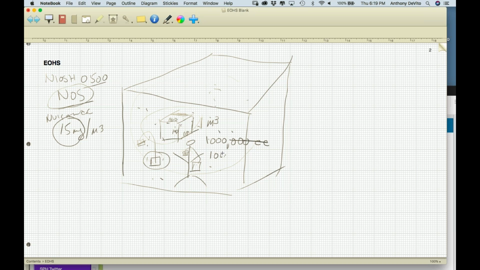So there's 1,000 liters in a cubic meter. Those two are equivalent. If it ever comes up, this is a handy guide as we go through this and we're converting back and forth. That's going to come in handy, I think, at some point.